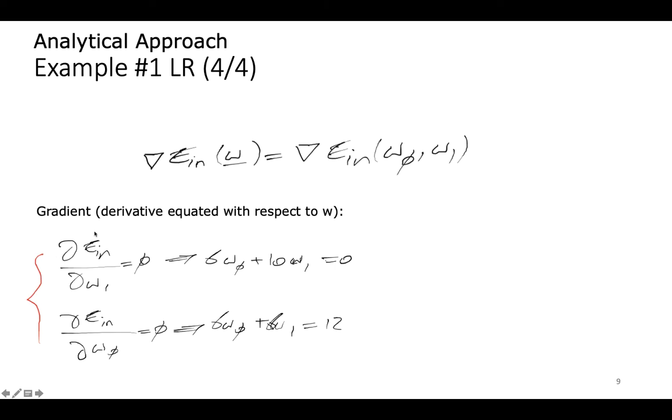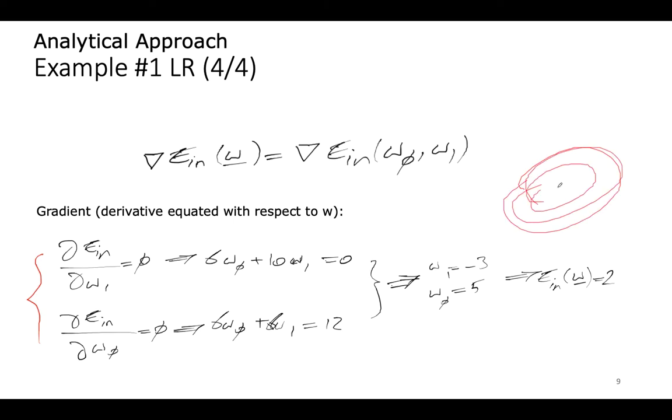So if you take dE in with respect to W1 and also with respect to W0 of that previous formula that we derived, you're going to have 2, and then you have to set it equal to 0, right? We're going to have 6 W0 plus 10 W1 equal to 0. And on the second one, we have 6 W0 plus 6 W1 equal to 12. So using these two, we can easily compute W0 and W1. And that was the one that I showed in the previous slide. So that's your W star here. Right? That's your W star.